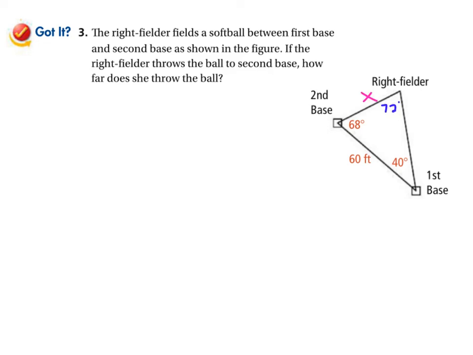Okay, so I figured out that this is 72 degrees, right? And this is the length that we're looking for. So now we've got this angle-side pair and another angle-side pair. So how do we set it up? Well, we say the sine of 72 over the opposite length of 60 equals the sine of 40 over the opposite length of x.